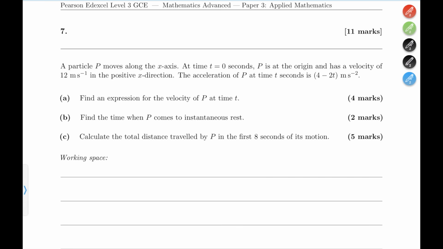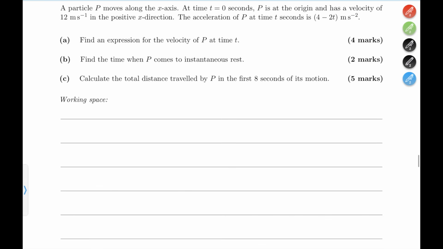And we can now move on to question number 7. So a particle P moves along the x-axis. At time t equals 0, it's at the origin, and it has a velocity of 12 meters per second in the positive x direction. And the acceleration of P at time t is equal to 4 minus 2t meters per second squared. Find an expression for the velocity of P at time t.